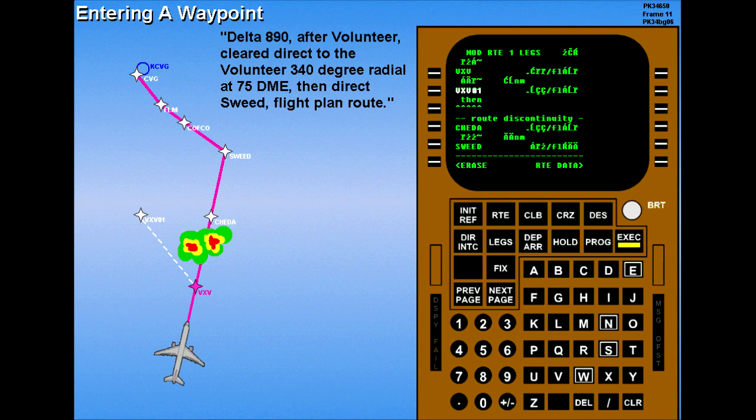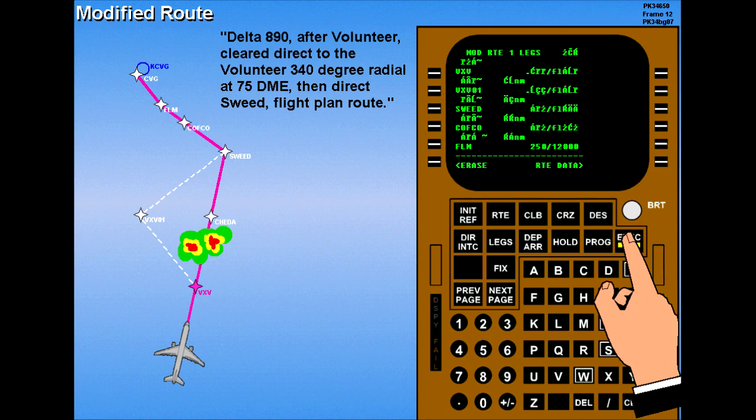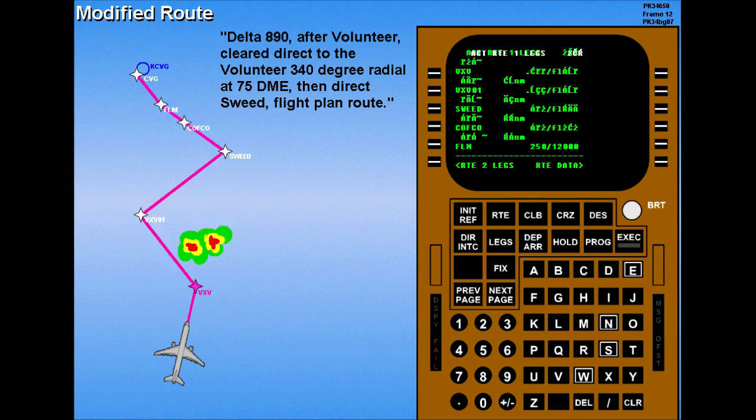Notice that the new waypoint is labeled with the reference identifier and a number showing how many waypoints have been created on the route. After clearing any route discontinuity and checking for accuracy, the modification may be executed. Now let's try a problem.